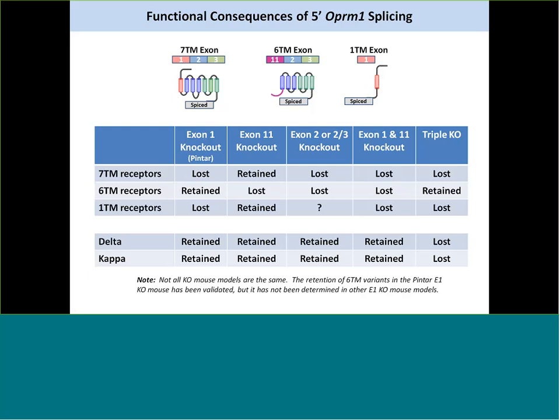There's another animal that's been used, and that's referred to as the triple knockout, and basically this comes from the Pintar laboratory, where he took his exon 1 knockout, as you see over here, and he crossed it with a delta and a kappa knockout. So basically he's lost and removed all the traditional opiate receptors, the 7TMUs, the deltas, and the kappas, leaving only the 6TM opioid splice variants being expressed.